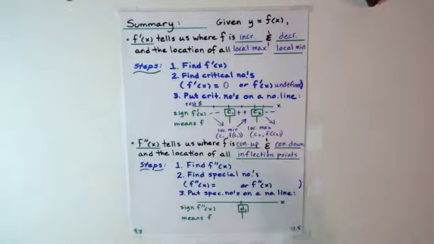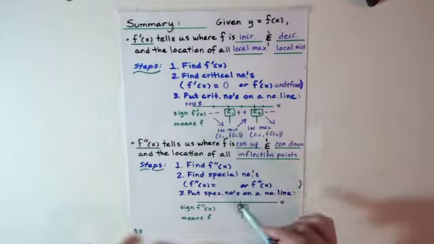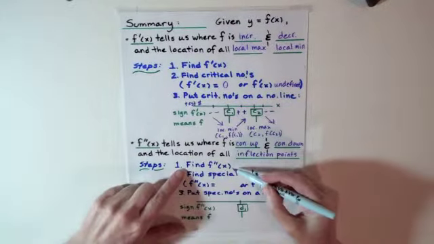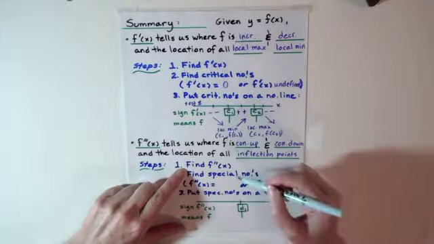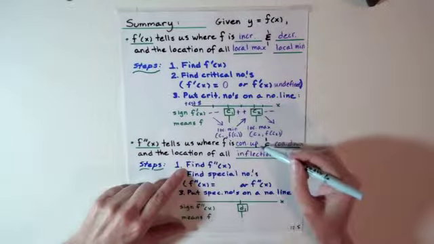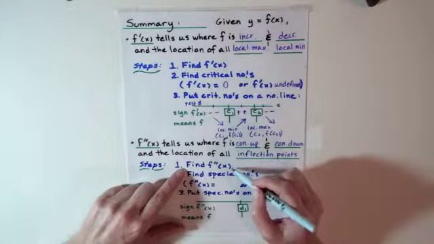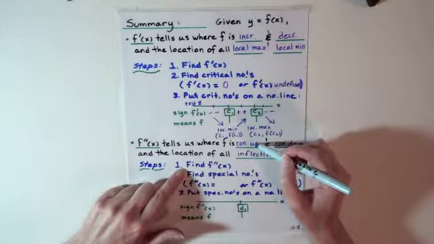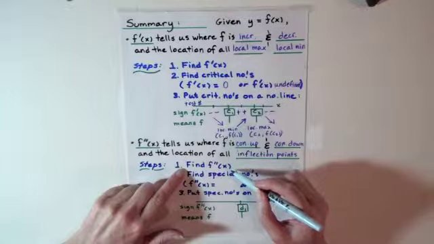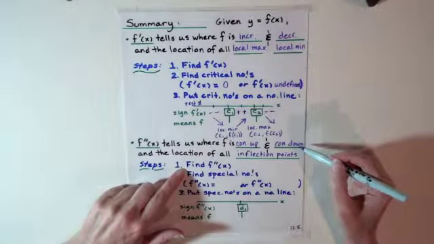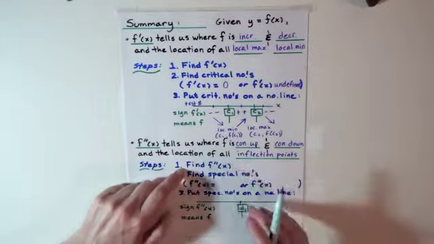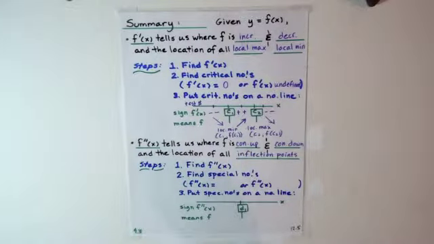So f double prime tells us about the concavity of f and also the location of all those inflection points. Well, what were the steps to actually figure this stuff out? Well, you have to find f double prime. Remember that it's the sign of f double prime that tells us whether the original function is concave up or concave down. When f double prime is positive, our function is concave up. When f double prime is negative, our function is concave down. So we find f double prime, and then we've got to decide where that expression is positive and where it's negative. How do we do that?